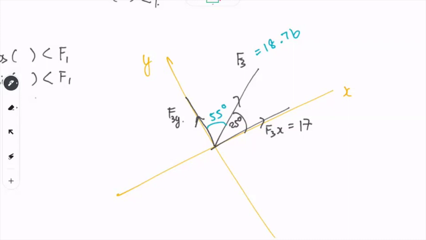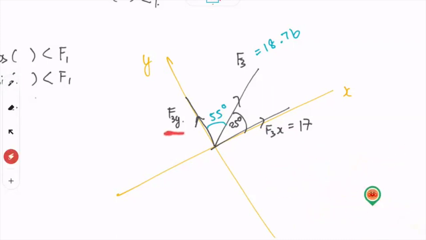Yeah, the angle, you must use cosine. Cosine 25 equals A over H. And I know that adjacent is 17. So H equals 17 over cosine 25, right? Yeah. Okay. You can do that.